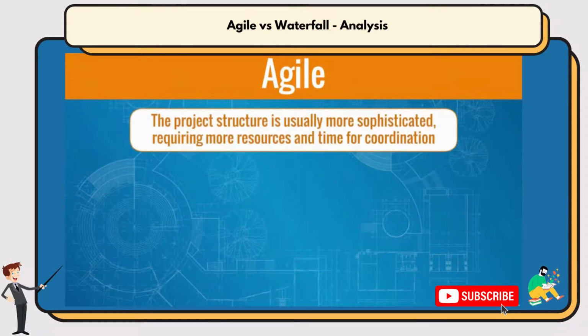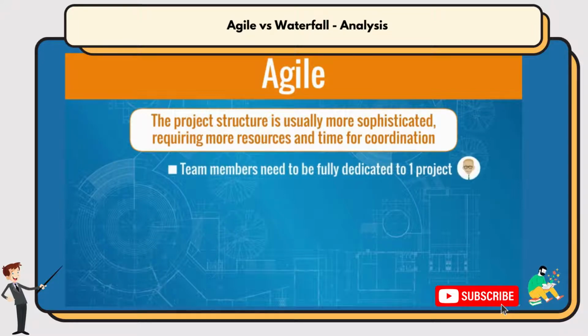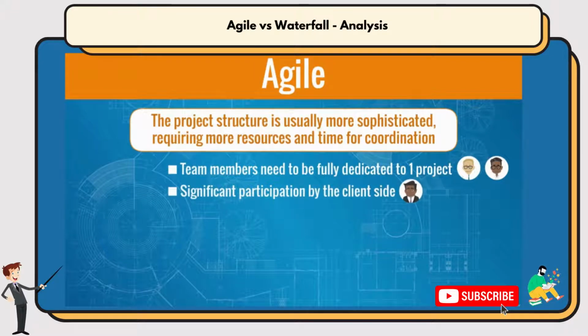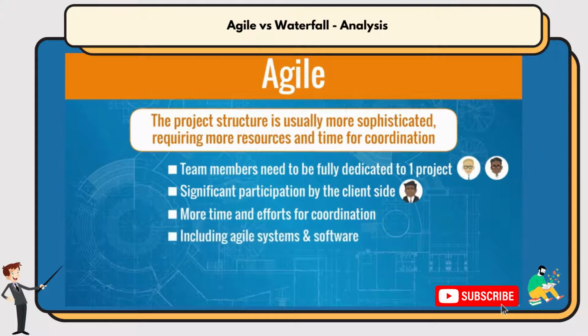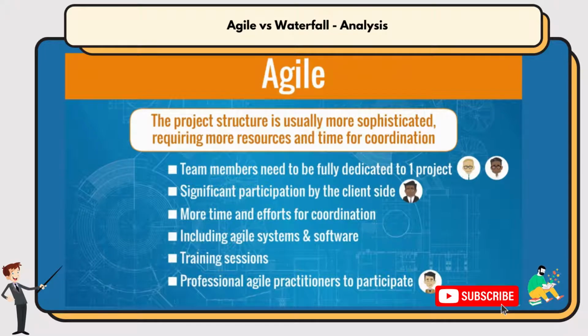The project structure in an agile environment is usually more sophisticated, requiring more resources and time for coordination. For example, team members need to be fully dedicated to one project, significant participation by the client side, more time and efforts for coordination, including agile systems and software, training sessions, and professional agile practitioners to participate, like the Scrum Master, for example. These aspects, however, increase the chances of satisfying the customer need successfully.